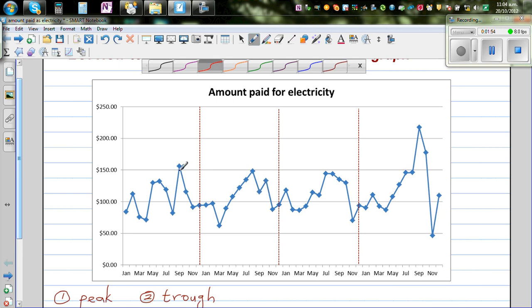So let's look at the peaks. Which are the peaks here? Here you've got a peak. In this year, you've got a peak here. In this year, you've got a peak here. This is a peak here, and this is a peak here. So what's happening? In which month is the peak?